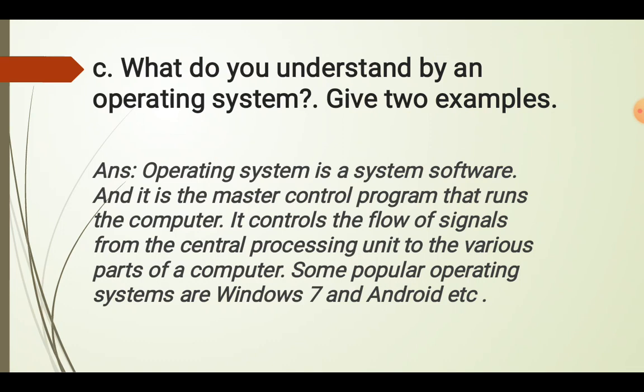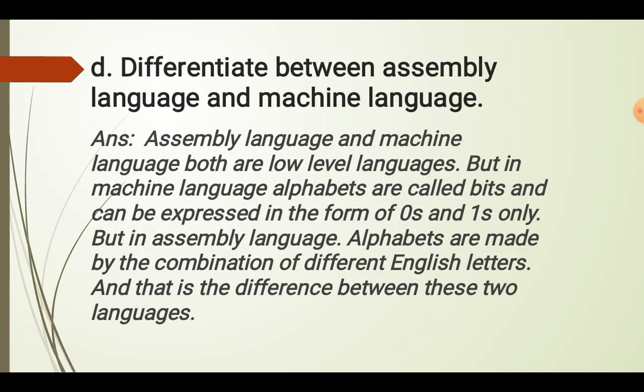Now let's move to next question number 4. It says, differentiate between assembly language and machine language. Well, my dear students, please recall, when we were discussing about programming languages, we learned that assembly language and machine language, both are low-level languages, but in machine language alphabets are called bits, and can be expressed in the form of 0s and 1s only. But in assembly language, alphabets are made by the combination of different English letters, and that is the difference between these 2 languages. I hope you got the answer.